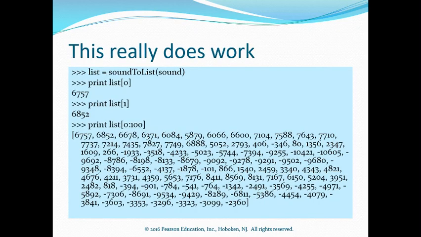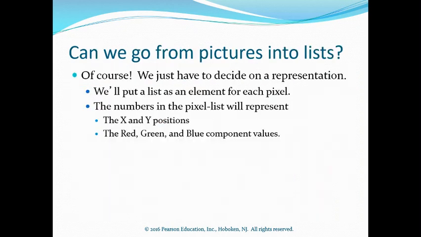So as you can see in this example, sound to list returns this massive string. If we want to print the zero index of this, we put list sub index 0. It's 6757. Index of 1, 6852. If we want to print a range from 0 to 100, we can also see that we can do that as well.